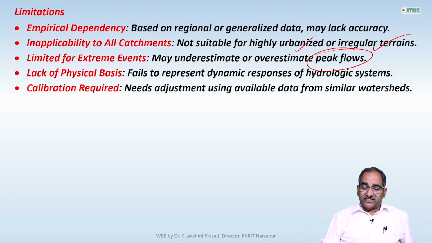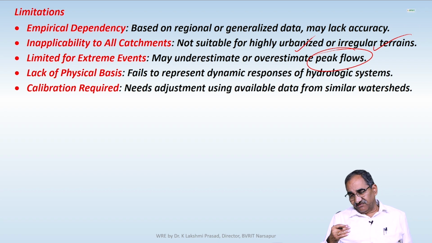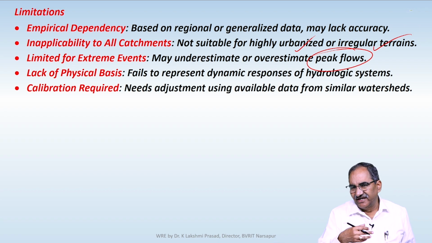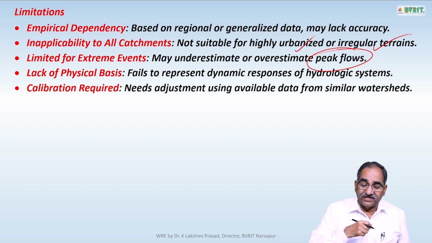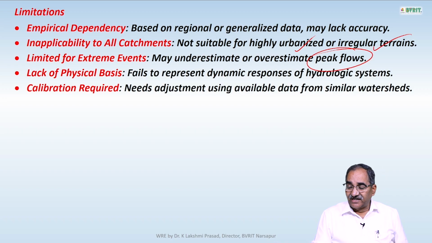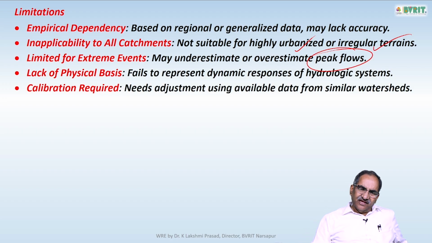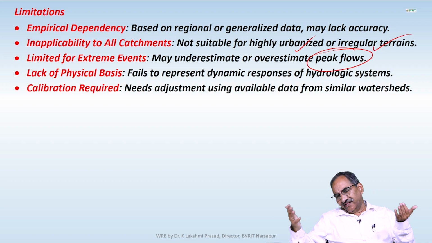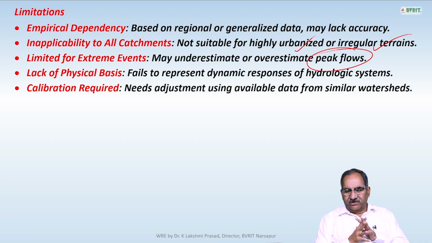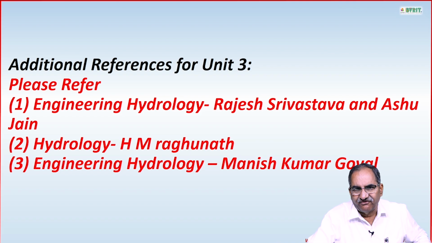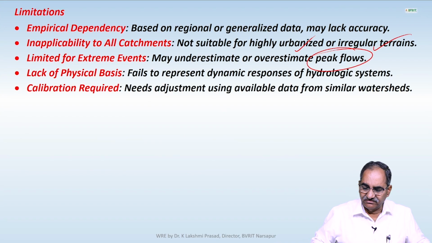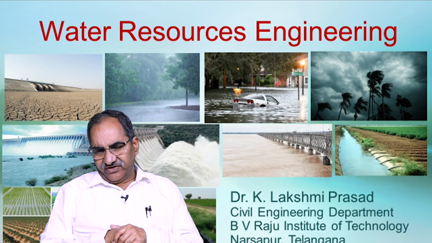Then there is the lack of physical basis. This method is only a proposal and doesn't have a solid proof to take it forward. Calibration needs adjustment using available data from similar watersheds. Getting that 1 centimeter rainfall excess is one difficulty, and the second is correlating with another catchment which is already gauged. These are some of the additional books you need to follow for this syllabus. With this, I completed the synthetic unit hydrograph also.